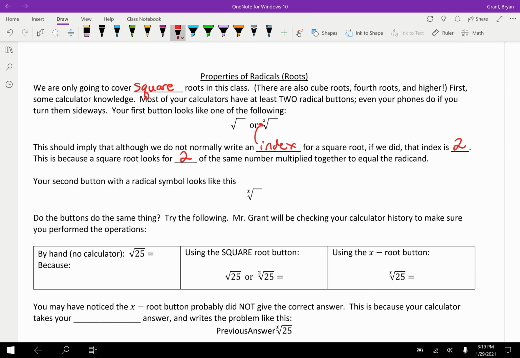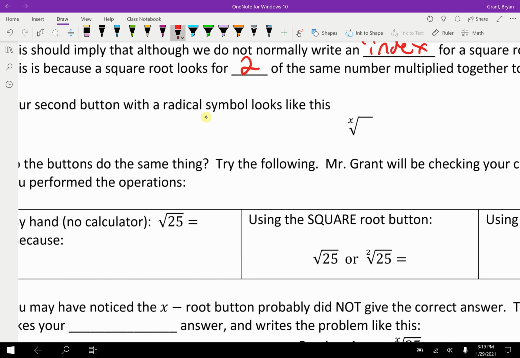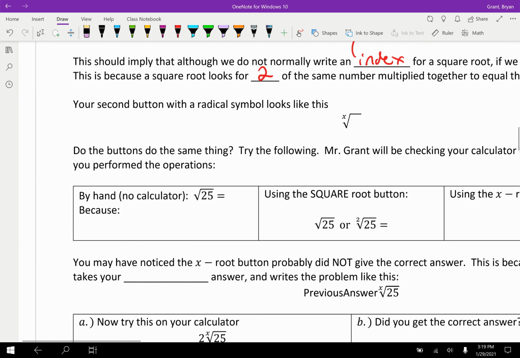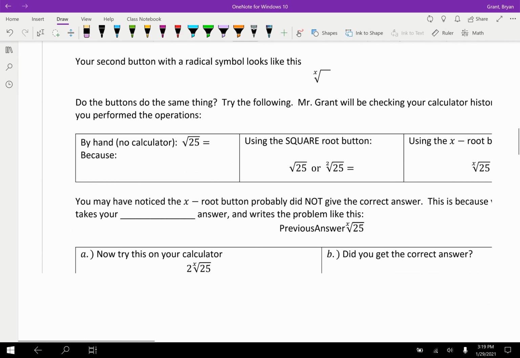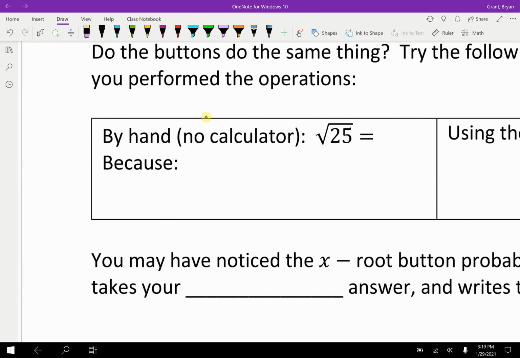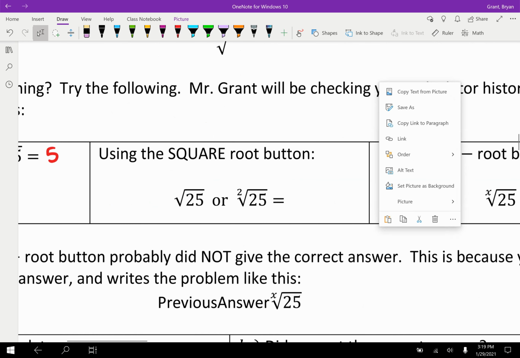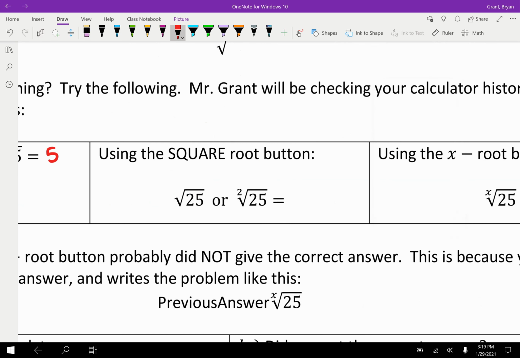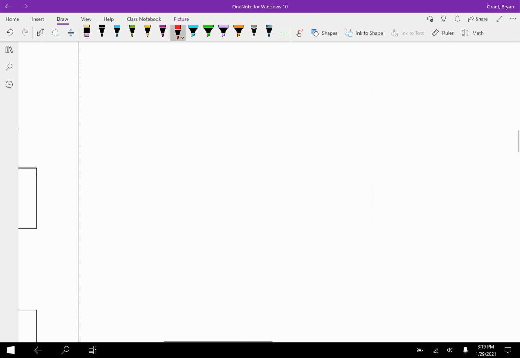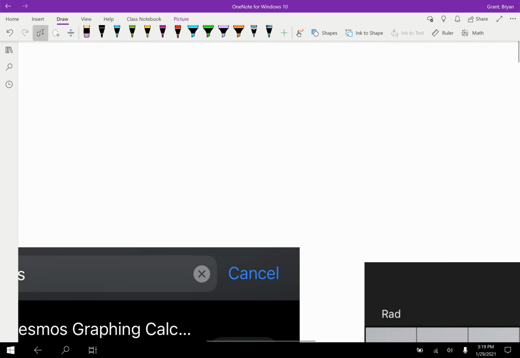The second button on most calculators has a radical symbol that looks like this. Desmos doesn't have this one, but all of your built-in phone calculators do. And they don't all do the same thing. So let's take a look. By hand, we should know the square root of 25. The square root of 25 is 5 because 5 times 5 equals 25. Now, let's go ahead and use your calculator button. So we're going to find the square root of 25 on your calculator. I'm just going to show you on the iPhone over here. I have it back up at the top. And I realize it's not actually an iPhone, but it's the picture, so it's close enough.